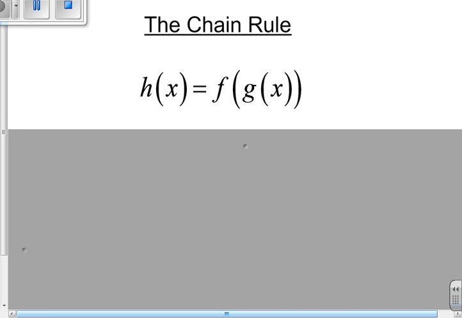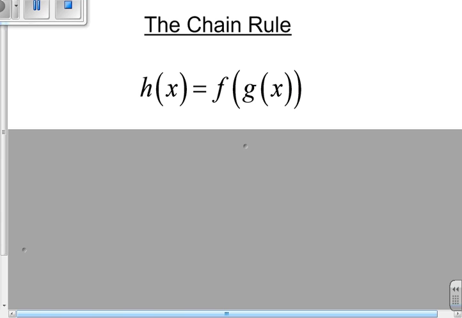Now, this is the sort of theoretical idea of what the chain rule is. We've got a function h of x, and that function is made up of two individual functions. A function within a function. So g is sort of a function within the function f. Right? And then when we take the derivative of this, we have to take into account the fact that we are dealing with two different functions. We're dealing with the function f, and we're dealing with the function g.